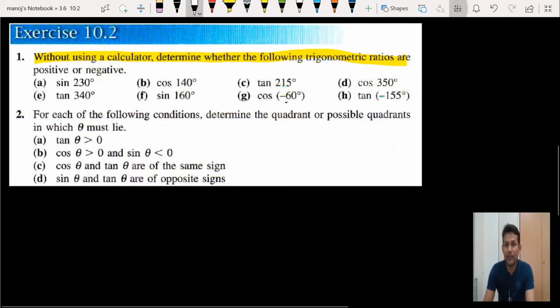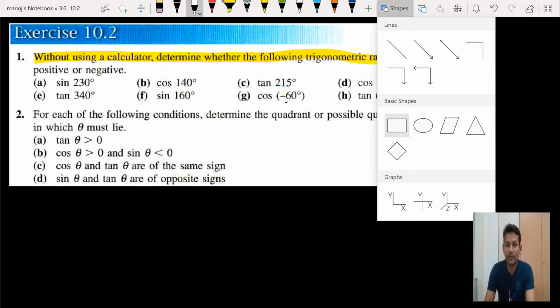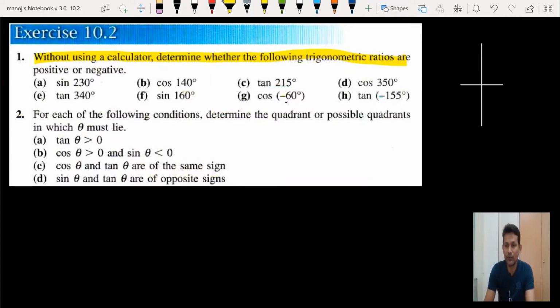Very important thing here, I just want to draw quadrant 1. This is the first quadrant, this is the second quadrant, this is the third quadrant, and this is the fourth quadrant. Please watch 10.1, basic angle and general angle. This is the positive x-axis, and we always move from the positive x-axis for the general angle. I'm talking about the general angle.